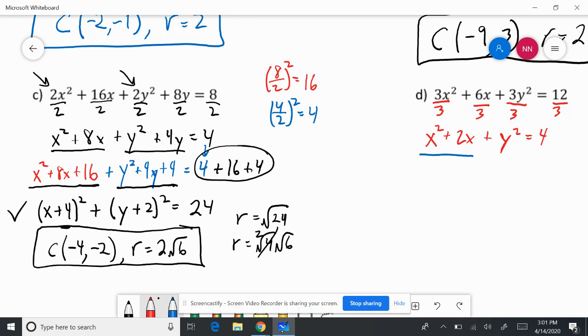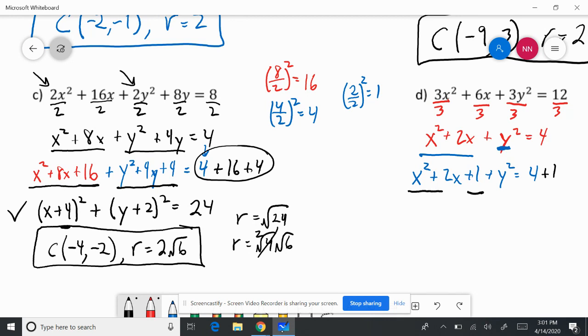If you look, we have to complete the square for the x's, but for the y's, all we have is a y squared. This is really nice. We just have to leave the y alone. So with the x's, we're going to take the 2, divide it by 2, and square it, and we get 1. So I have x squared plus 2x plus 1 plus y squared equals 4. And remember, because I added the 1, I have to add 1 on the other side.